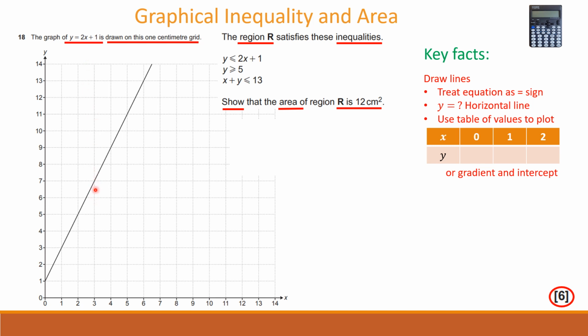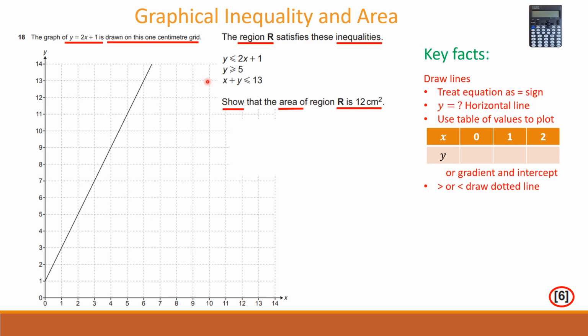So the gradient is the difference in y's divided by the difference in x. So 2 divided by 1 is 2. So the gradient of this line is 2. It is how steep it is. And then it crosses the y-axis at this point here, 1. So if you prefer to think of it as using the gradient and the y-intercept, you can do that on this equation here. Or you could put the values into the table of values. Either way will help you draw this line.